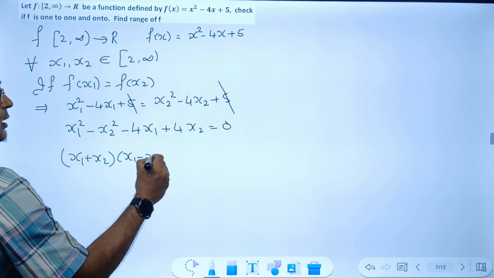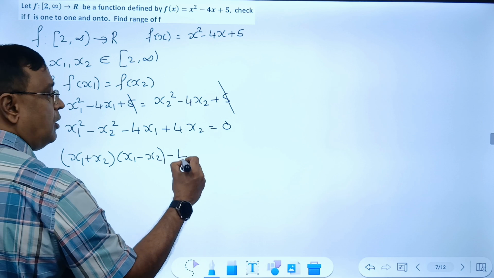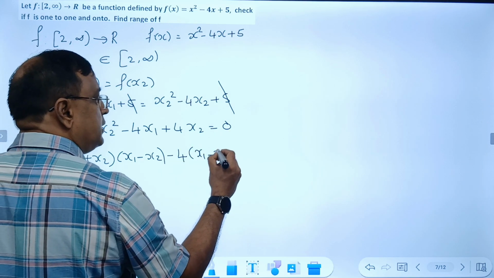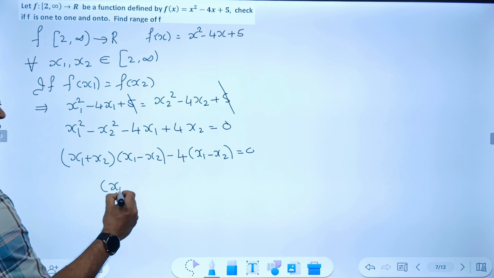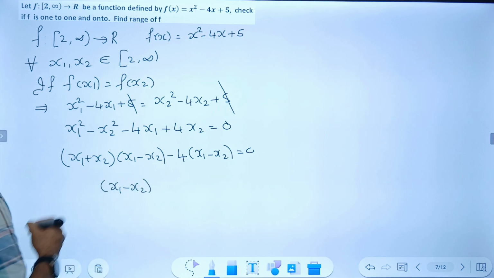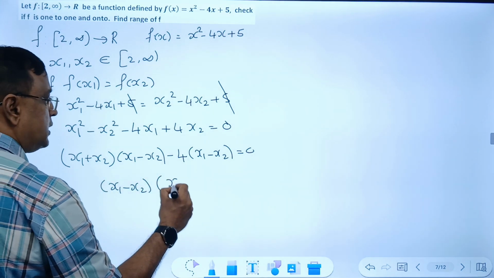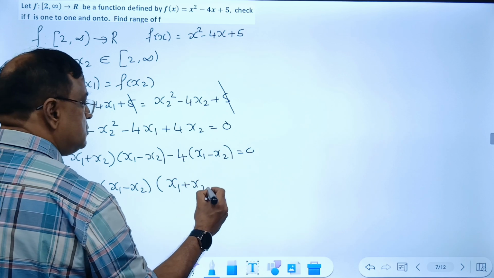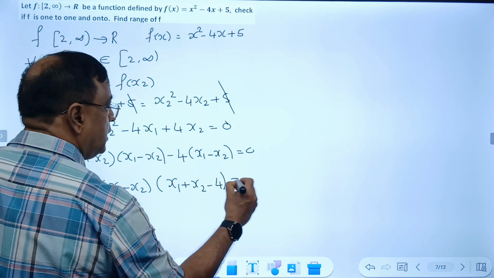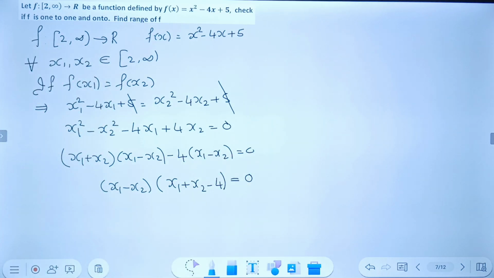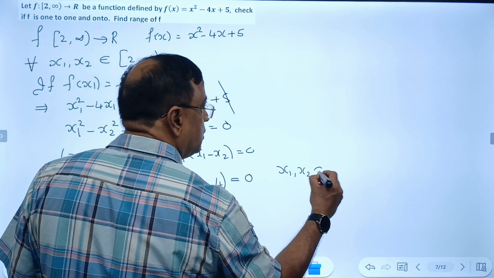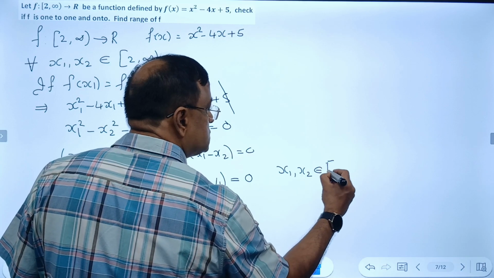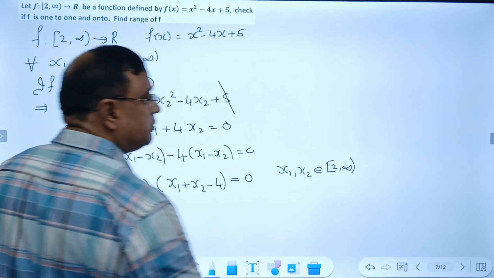Usual stuff. Minus 4 is common. I get x1 minus x2. Now what is common in this? x1 minus x2 into x1 plus x2 minus 4 equal to 0. Correct? Now your x1 and x2 belong to what? They belong to the closed interval 2 comma infinity.